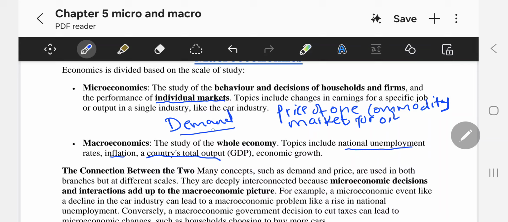And economic growth, of course, among other chapters. The difference between the demand we talk about in microeconomics and the demand we talk about in macro is that in macro it's called aggregate demand. And this basically is the demand for the entire economy.